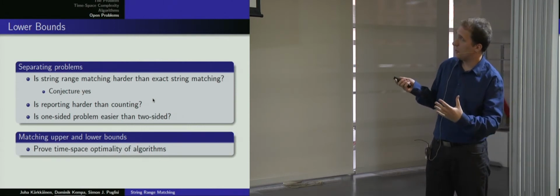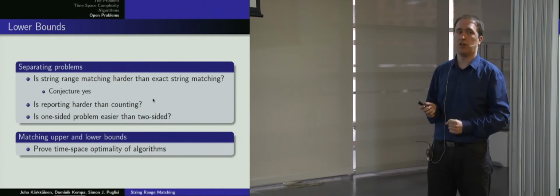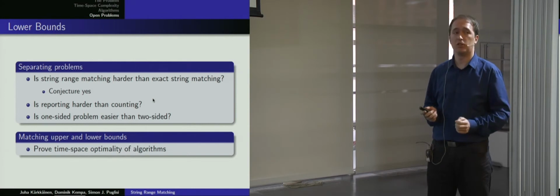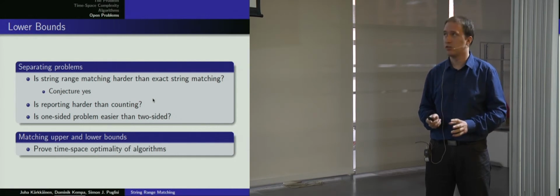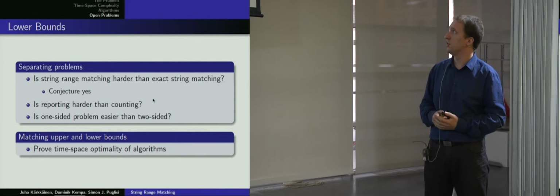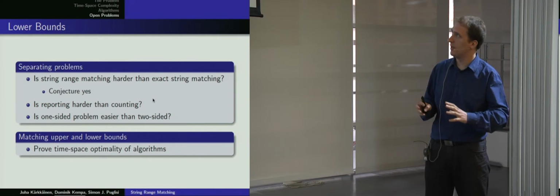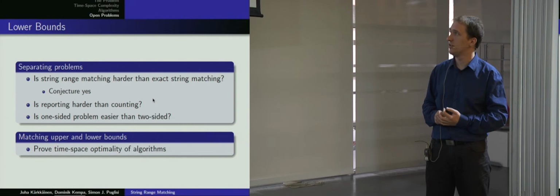And related to that, there are some interesting lower bounds we could try to prove. For example, is string range matching harder than the exact string matching problem? Our conjecture is that yes, we cannot solve string range matching in linear time and constant extra space without cheating. Other interesting questions are, is reporting harder than counting, or is the one-sided problem easier than two-sided? We don't know answers to these questions yet.